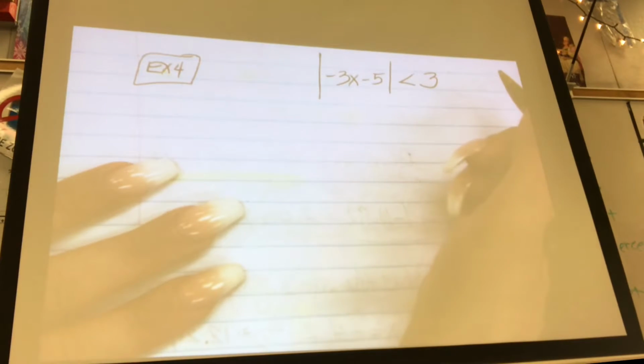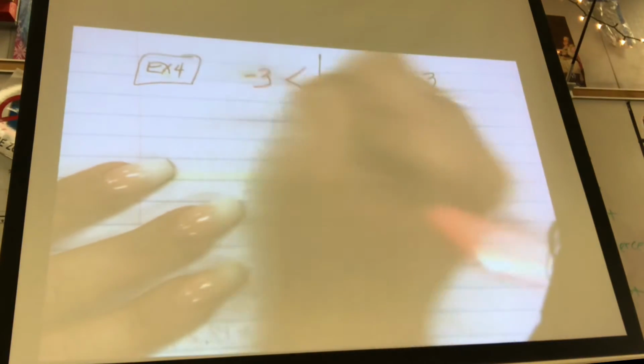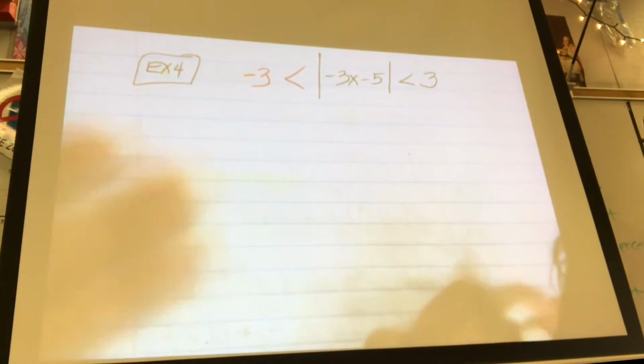Noah, what do I need to draw, babe? A -3 on the other side. And then what do I put in between them? The less than sign. Very good. Good job, sweetheart.